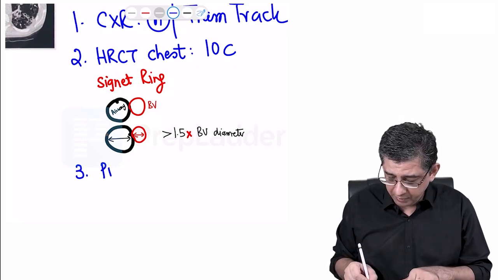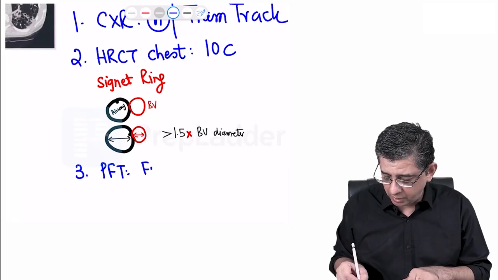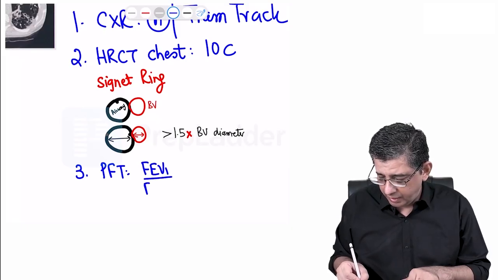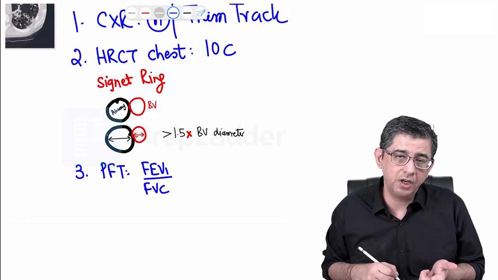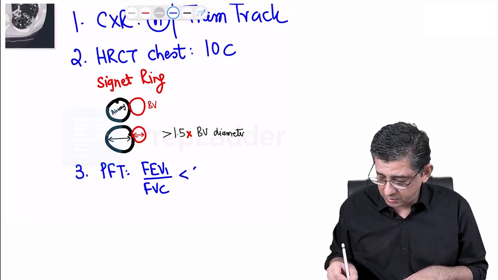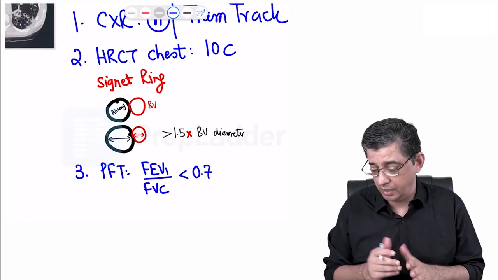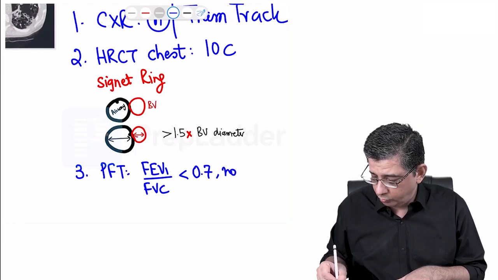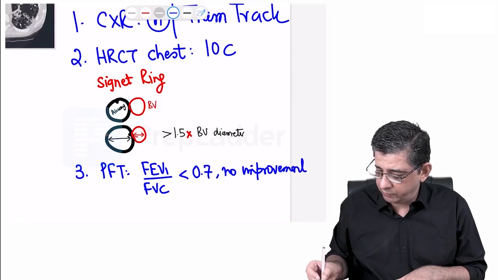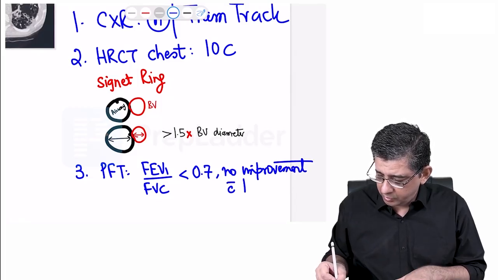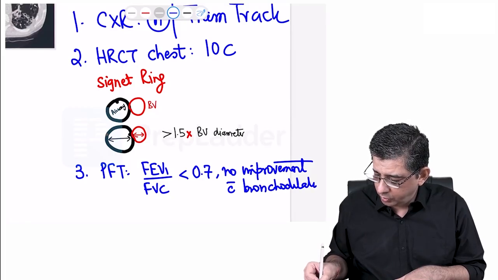If you do pulmonary function testing, it will reveal obstructive airway disease. And how do they represent obstructive airway disease in multiple choice questions? FEV1 divided by FVC will be less than 0.7, and there will be no improvement. Remember, unlike asthma where there is an improvement with bronchodilator, in this particular case, if we use albuterol, there will be absolutely no changes.